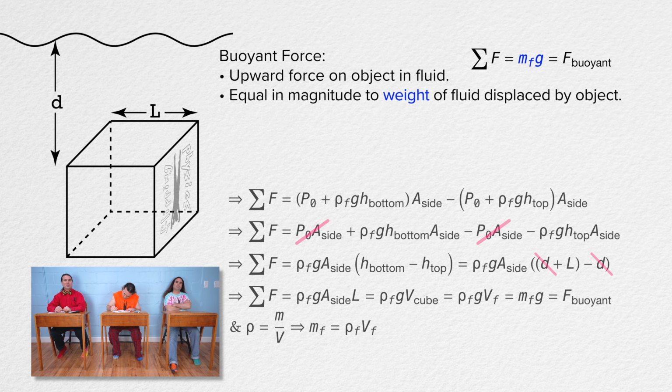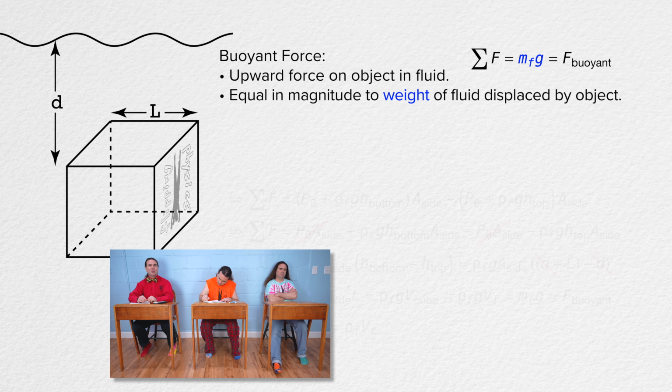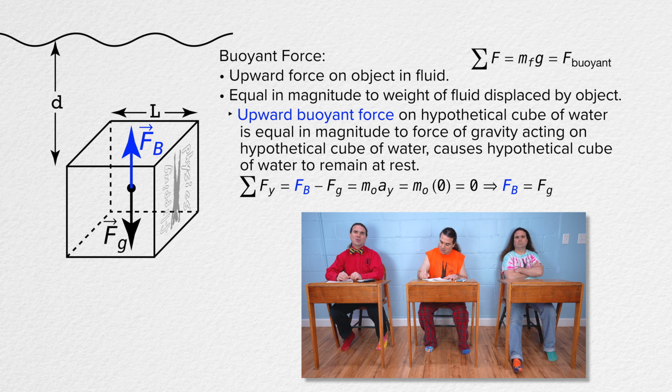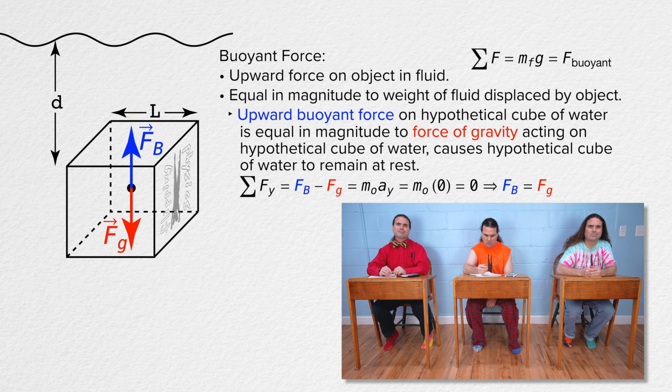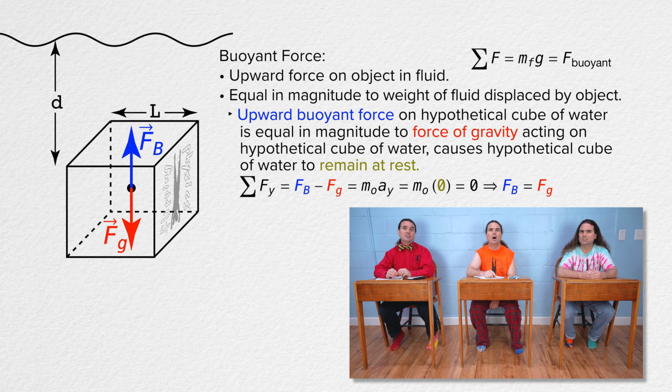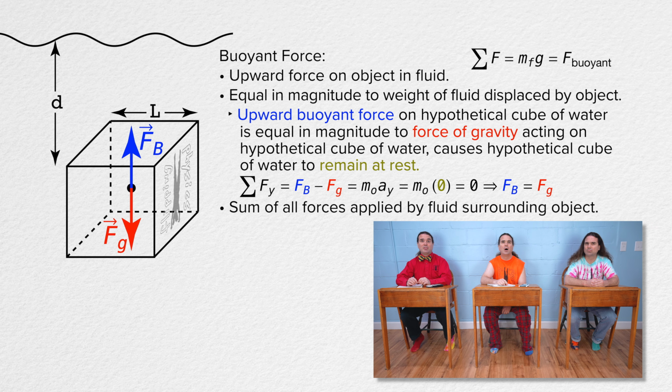You can think of it this way. The upward buoyant force acting on a hypothetical cube of water is equal in magnitude to the force of gravity acting on the hypothetical cube of water and causes our hypothetical cube of water to have zero acceleration. It will remain at rest. Yeah, that makes sense. And the buoyant force is the sum of all the forces applied by the fluid surrounding the object.